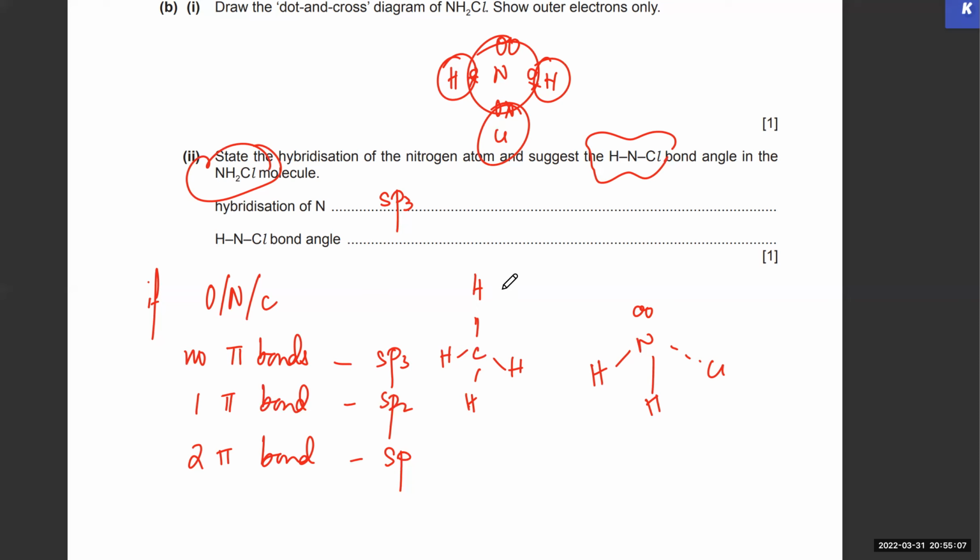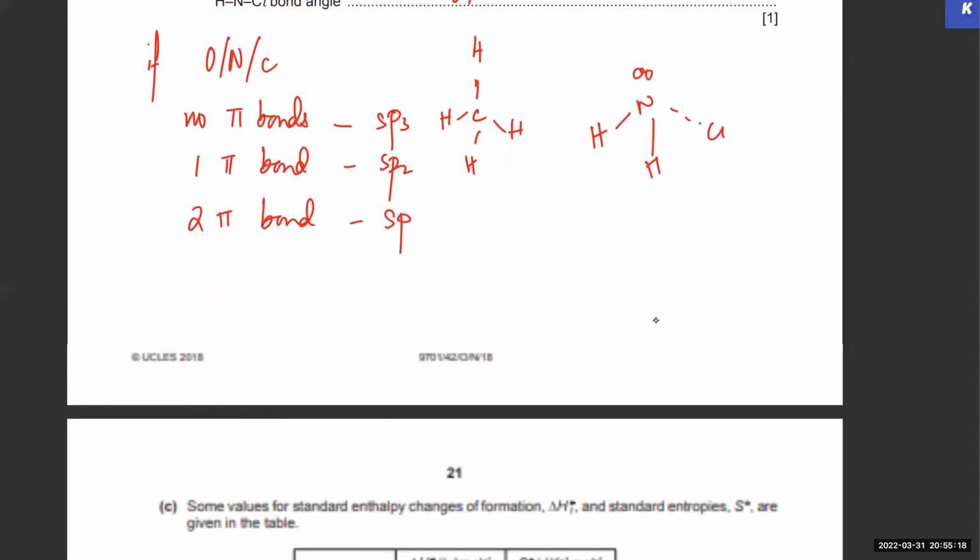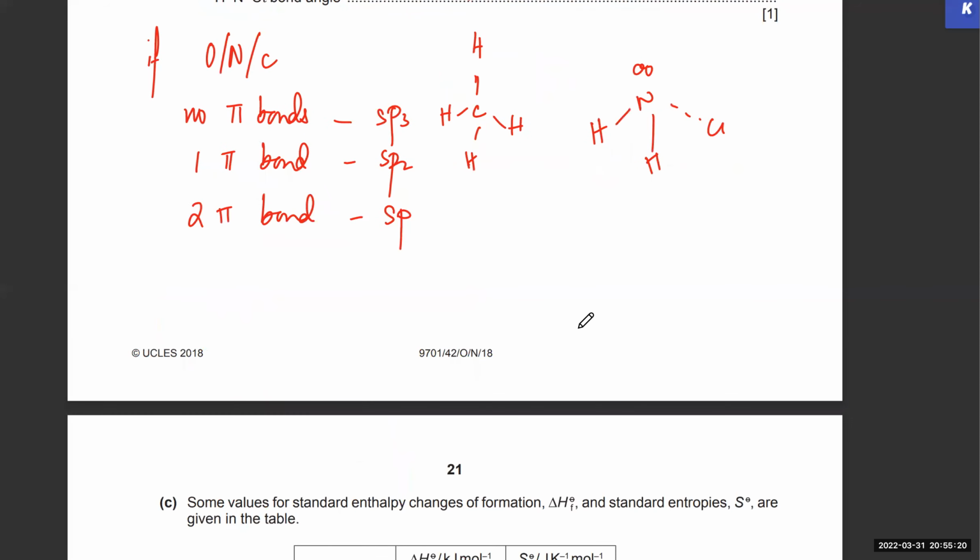And the bond angle in this case, that's molecular geometry, is going to be 107. It should have been 109.5, but the lone pair causes more repulsion. So it's going to be 107 degrees. Is that clear? Yes, sir.